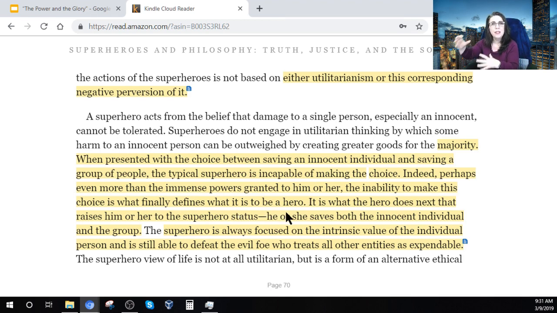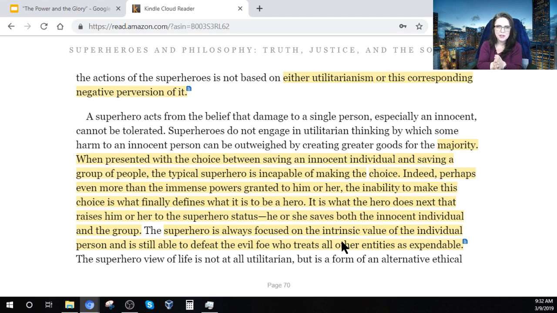So again, we're adding to the continuum of opinion regarding the definitions of a superhero. A superhero is incapable of making the choice regarding which individual or which group of people to save. So, what makes a hero? It is what the hero does next that raises him to superhero status. He or she saves both the innocent individual and the group. They can't make a choice between either one or the other because, in a superhero's perspective, both are equally important and both need to be saved. So the superhero is always focused on the intrinsic value of the individual person and the ability to defeat the foe.